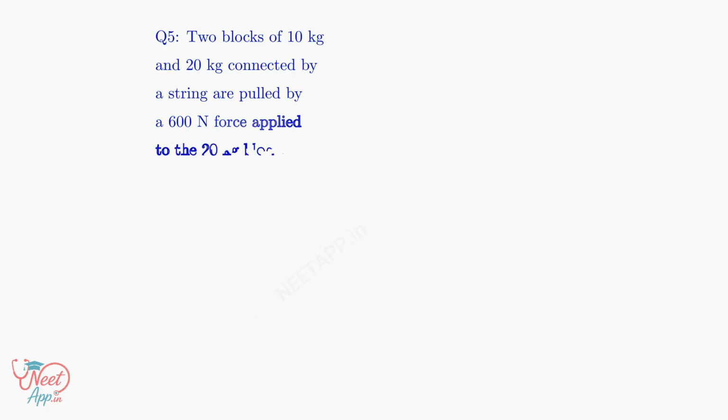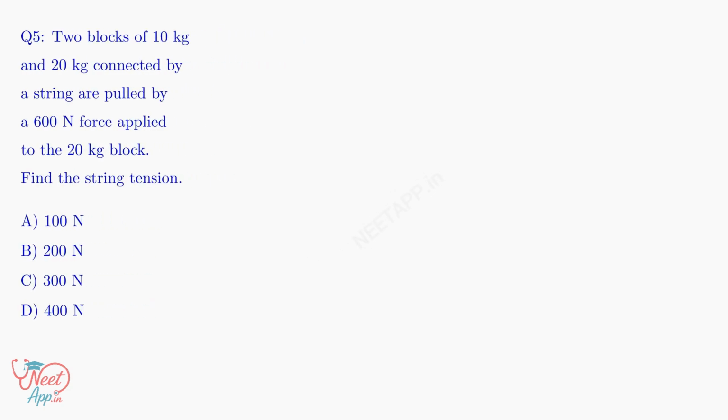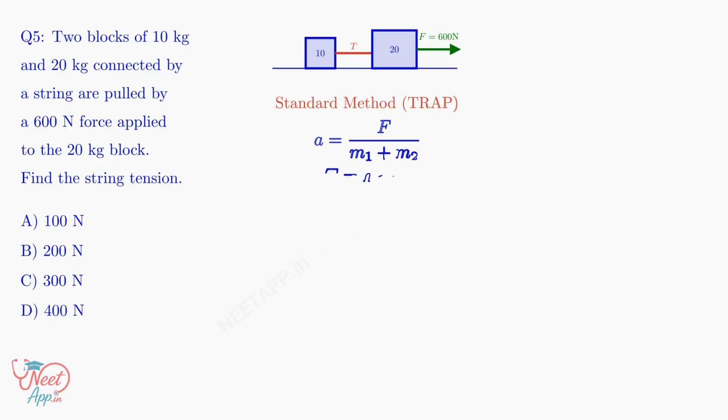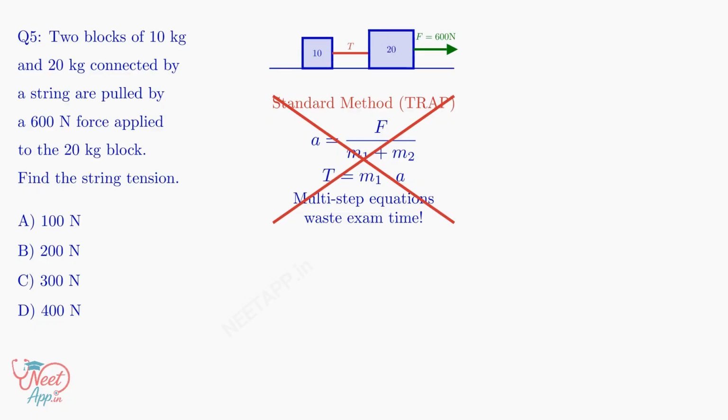Question 5 brings us to connected blocks. Two blocks of 10 and 20 kilograms are pulled by a 600 Newton force applied to the 20 kilogram block. What is the tension in the connecting string? Let's sketch the train. We have a horizontal surface, the 10 kilogram block in the back connected by a string to the 20 kilogram block in the front, which is being pulled by 600 newtons to the right. The standard textbook trap, first calculating the entire system's acceleration, then drawing a separate free body diagram for the smaller block to finally find the tension.